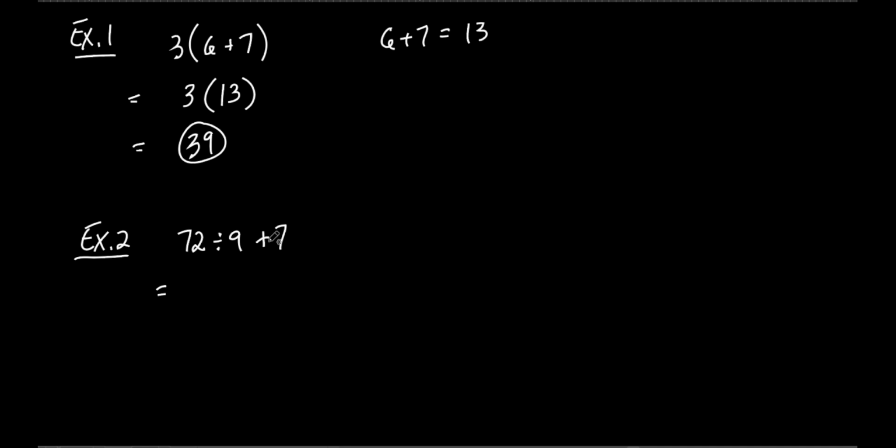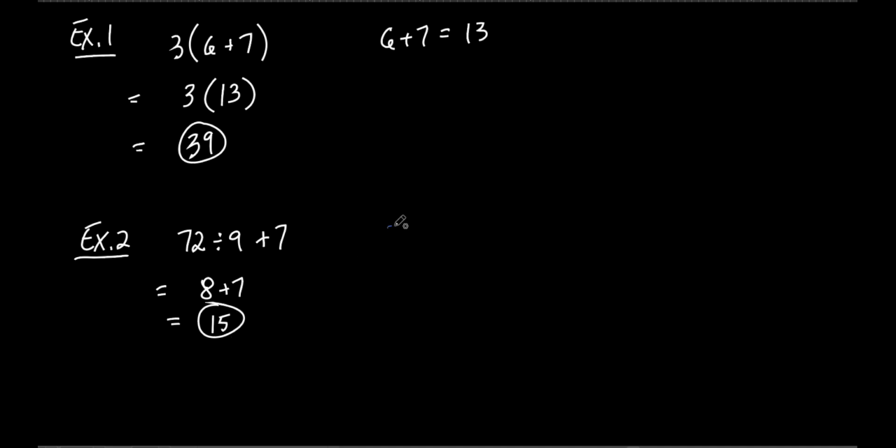It's really important that you do that. So let's do the division. 72 divided by 9 is 8. Good. And then plus 7, and that equals 15, and you're good to go. Wasn't much work, okay, but at least I see how you got 15.